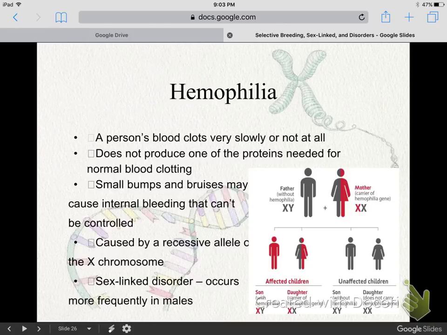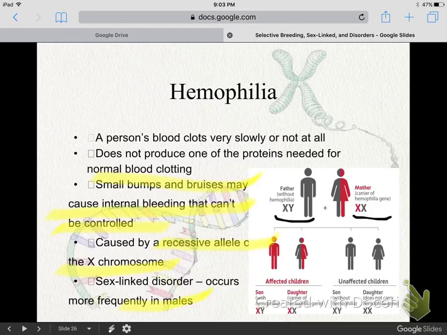So you'll see here where I wrote small bumps and bruises may cause internal bleeding that can't be controlled. That's because the blood's not clotting to stop. It is caused by a recessive allele on the X chromosome. So because it's on the X chromosome, the male is most likely to get it. And this is a really good picture to show you. Dad is XY, mom is XX, and she's a carrier. So she's carrying that trait for hemophilia. But because she doesn't have two, she doesn't have it.